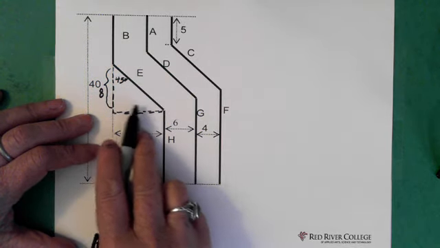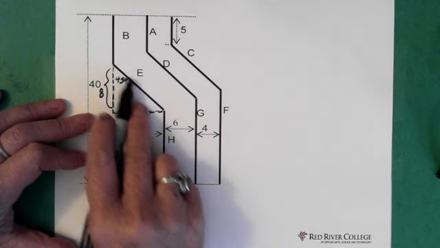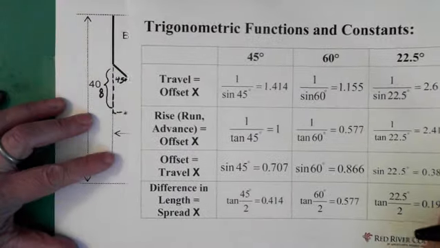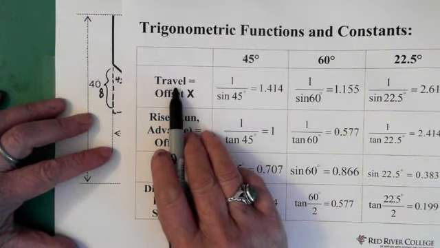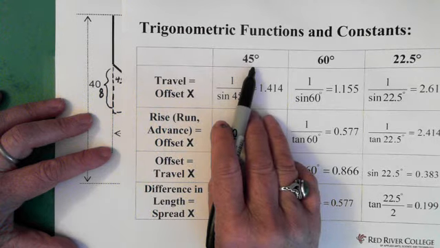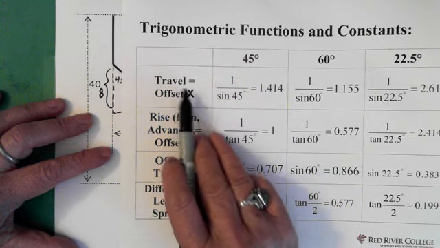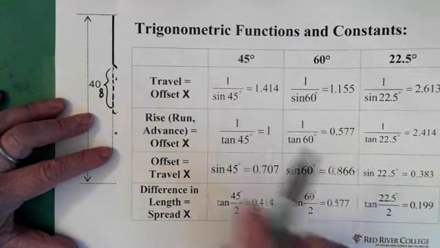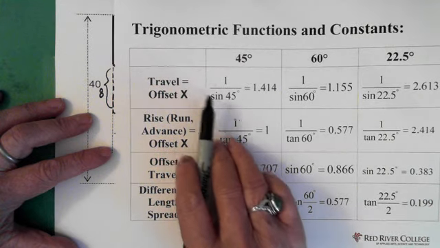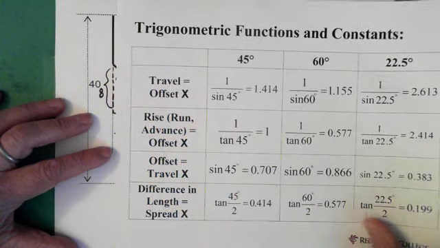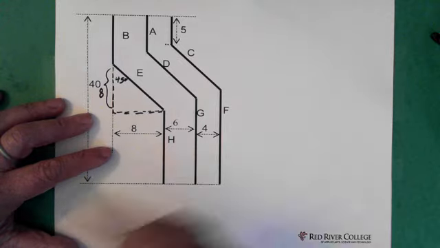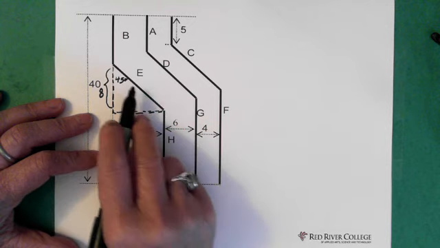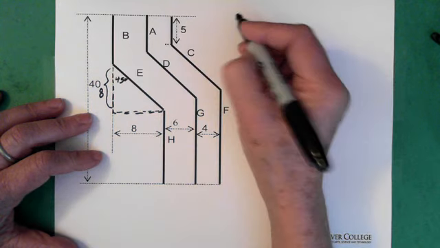Now we can solve for this distance here, which is the travel, and we're going to use the constants. So we go back to our sheet, and it says if we want the travel and we have a 45-degree offset, we take the offset and multiply it by 1.414. If you're using trig functions, you just take the offset and divide it by the sine of 45. So then what we're going to do is solve for E, solve for our travel.